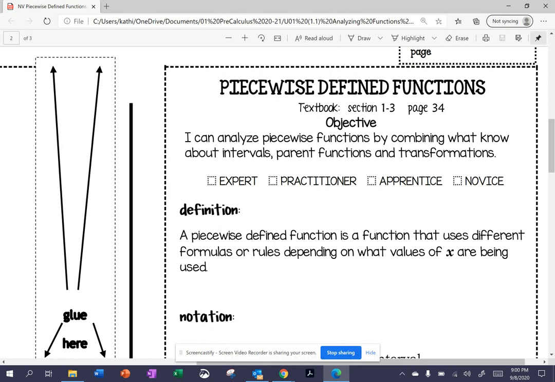So let's take a minute and decide where we are on the spectrum of the learning objective. If I've never heard of this before, I'm a novice. If I remember how to do this from Algebra 2, I'm an expert. Otherwise, I'm somewhere in between.